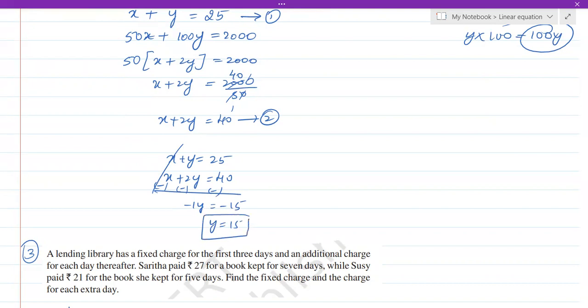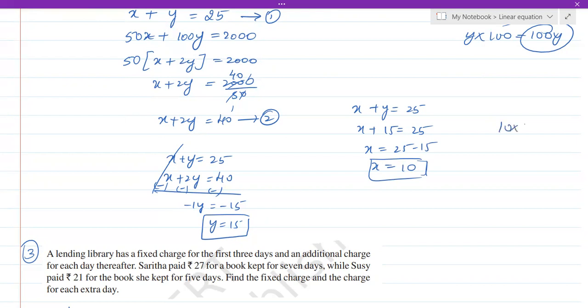Okay. Now, let's find the value of x. x plus y is equal to 25. x plus y, which is 15, equal to 25. Therefore, x is equal to 25 minus 15. Therefore, x is 10. So how many 50 rupees notes does she have? 10 50 rupees notes and 15 100 rupees notes.